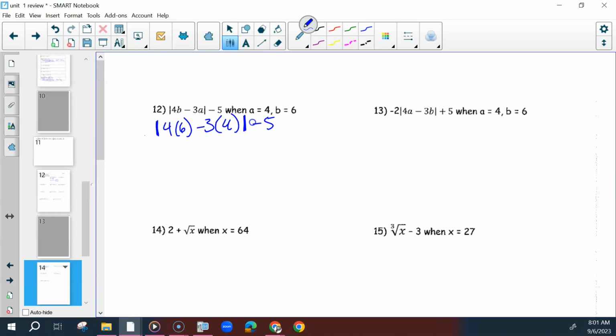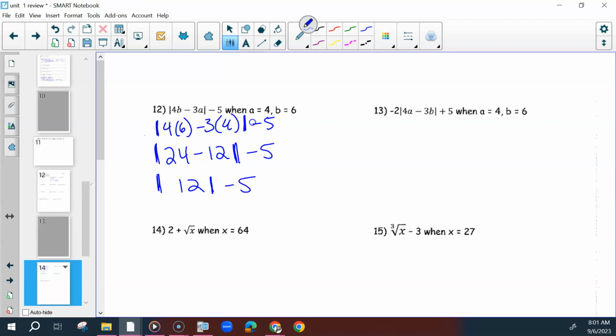Right. And then order of operations, what would we do first? 4 times 6. We can also do 3 times negative 3 times 4. And then what would we do next? Subtract. There's nothing else left to do here.